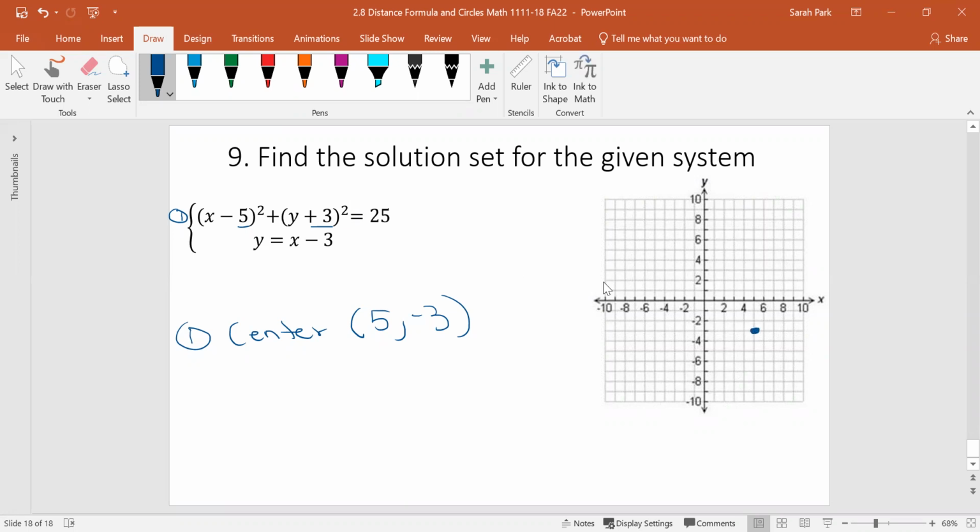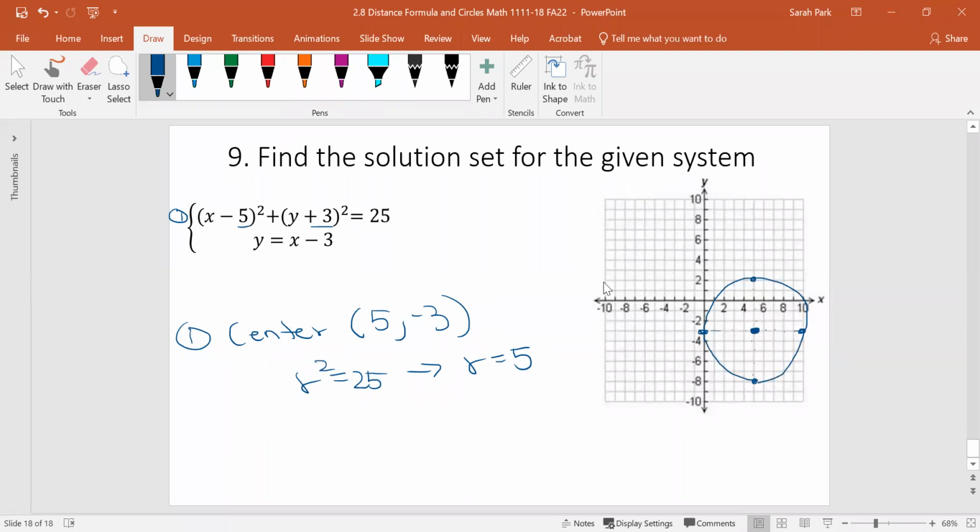And the radius, or r squared, is 25. So that's going to give us a radius of 5. So if we go up 1, 2, 3, 4, 5, and similarly in each direction, I'm going to draw a circle around the center, 5, negative 3, with a radius of 5.